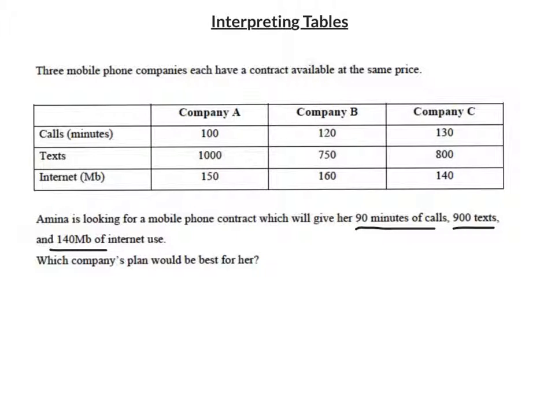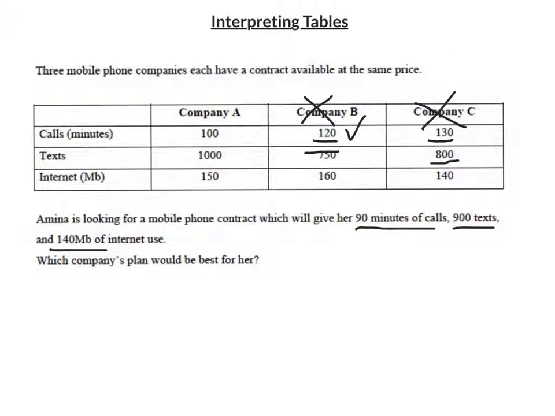So let's start on company C. Now, company C has 130 minutes of calls, so that'd be fine, but only 800 texts. So that's not going to be enough, so we're not going to do company C. Company B here has 120 minutes of calls, so that's fine, but only 750 texts, so that's not going to be fine, so not company B.